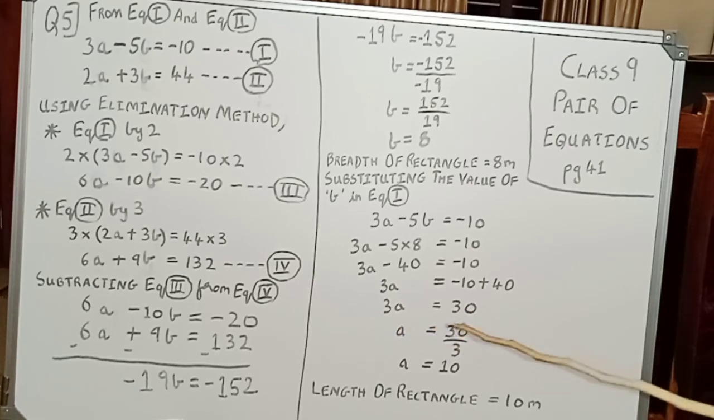3a is equal to 30. This is 3 into a. So when it goes to the opposite side, it will become division. So 30 divided by 3, you will get the answer as a is equal to 10. So you have got the length of the rectangle as 10 meter. So you have got the breadth as well as the length of the rectangle. The breadth is 8 meter and the length of the rectangle is 10 meter.